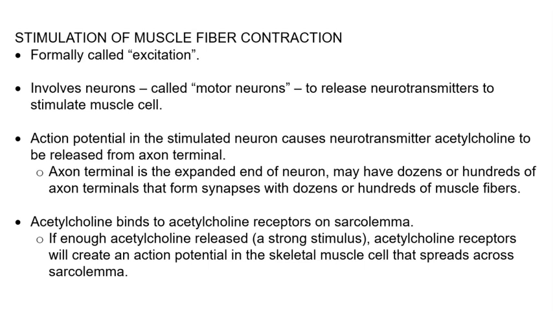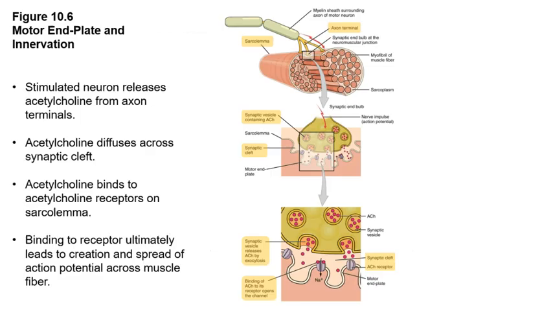Once released, the acetylcholine will bind to acetylcholine receptors on the sarcolemma of the muscle fiber. If enough acetylcholine is released and it binds to the acetylcholine receptors, the receptors will ultimately lead to the creation of an action potential in the skeletal muscle cell that will spread across the sarcolemma. Figure 10.6 examines the synapse of the motor neuron and a single skeletal muscle fiber.